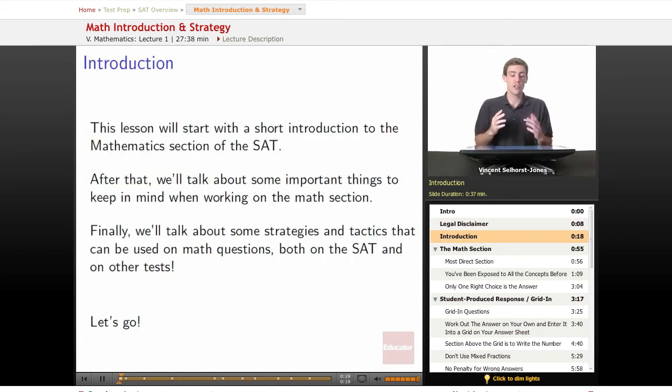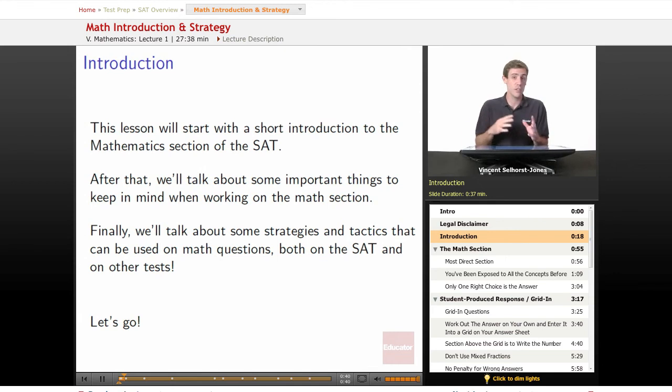So this lesson is going to start off with a short introduction to the mathematics section of the SAT, just the really basic stuff that probably you already have a good idea of. Then we're going to talk about some important things you want to keep in mind whenever you're working on the math stuff in this section, and possibly when you're working on math in general. Finally, we're going to talk about some specific strategies and tactics that you can use on these math questions.